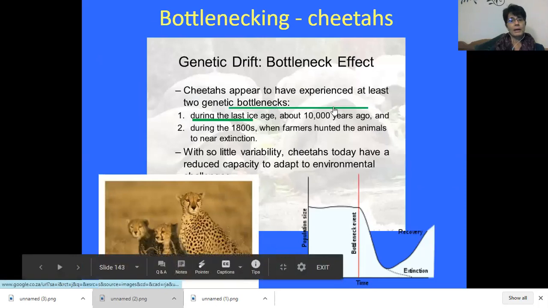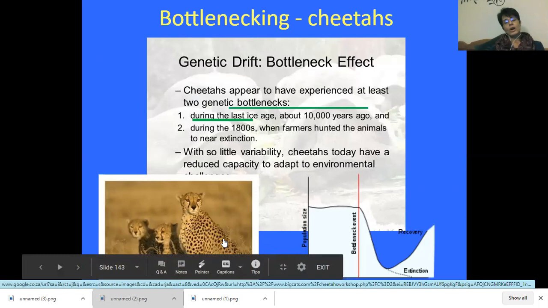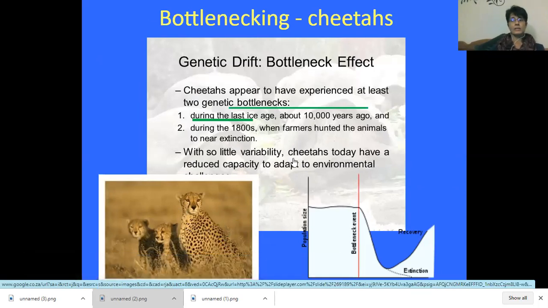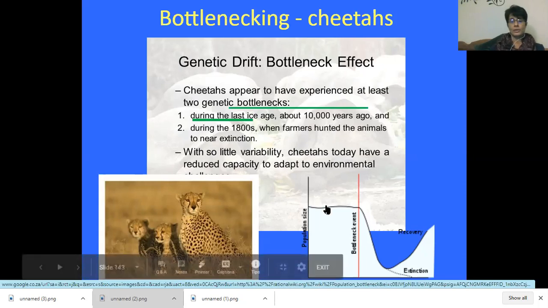So we were talking about the cheetahs. Like I said, it's quite odd that they say cheetahs should have become extinct in the last ice age because they're just not very well adapted, which I don't really see. But there were 2 events which bottlenecked, or 2 genetic bottlenecks which occurred. So during the last ice age and in the 1800s, when farmers hunted the animals, trying to protect their livestock. So the population size has decreased rapidly over time.